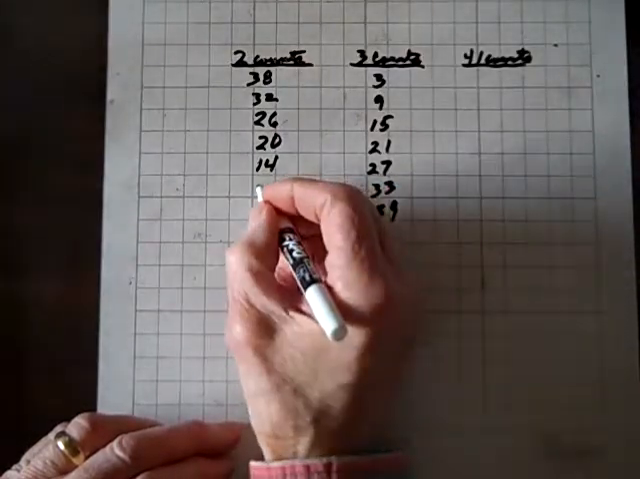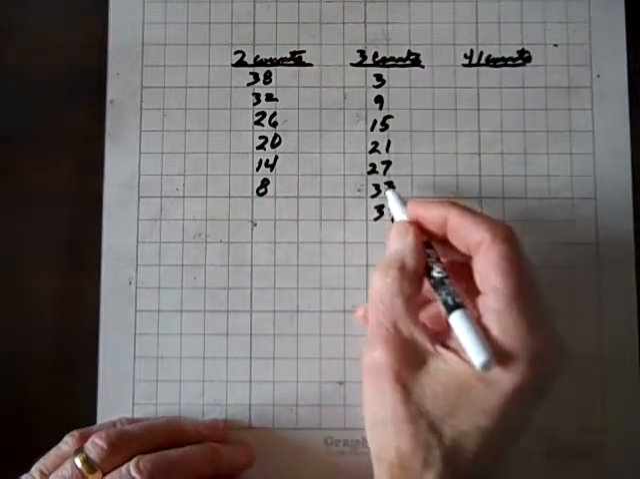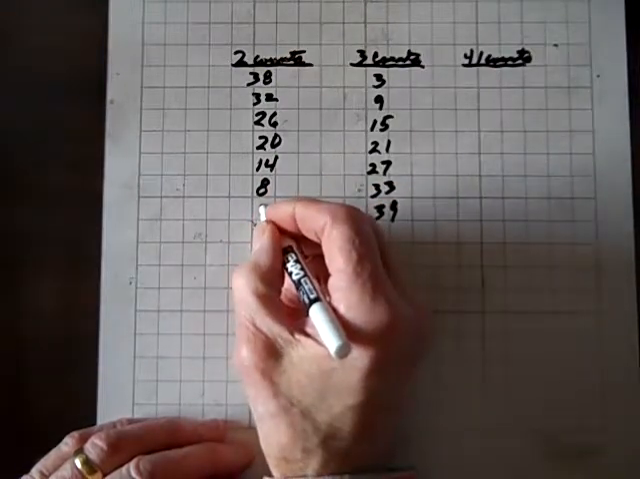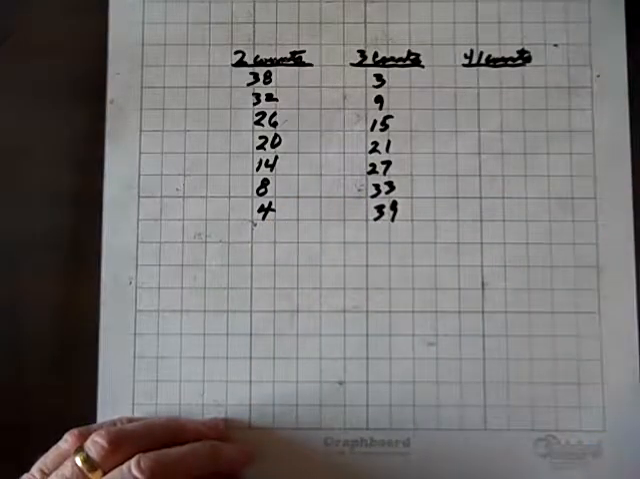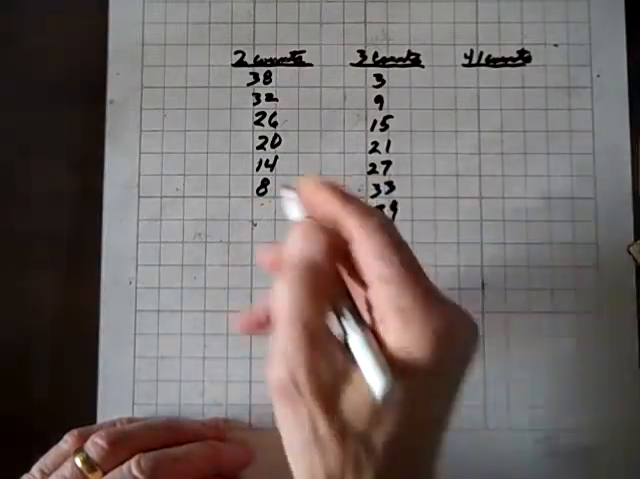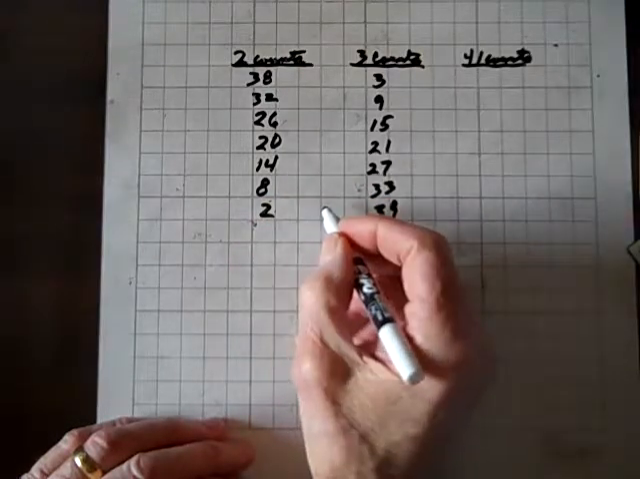Hey, we can just keep subtracting 6. So we get 8. 8 and 33 is 41. And subtract 6. I beg your pardon, we're going to subtract 6. That means we're going to have 2 here. 2 and 39 is 41.